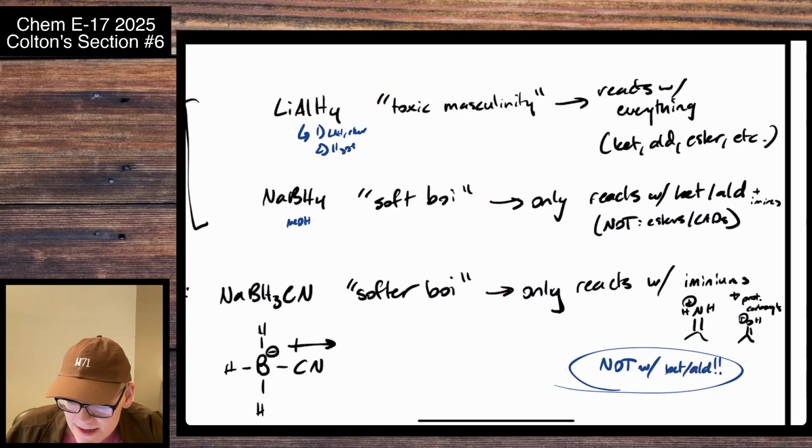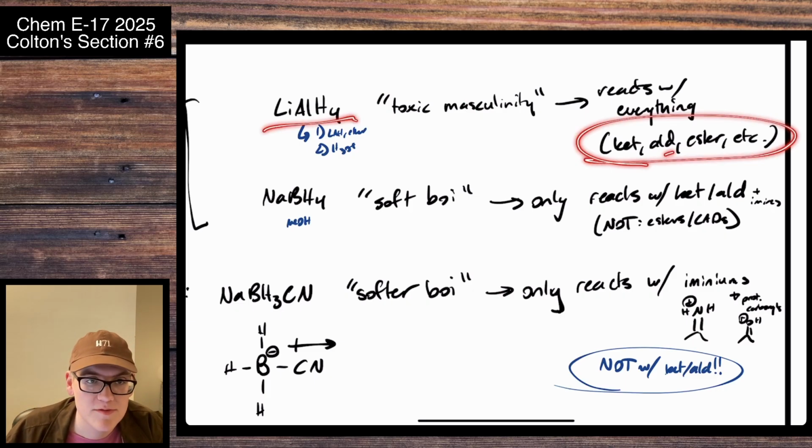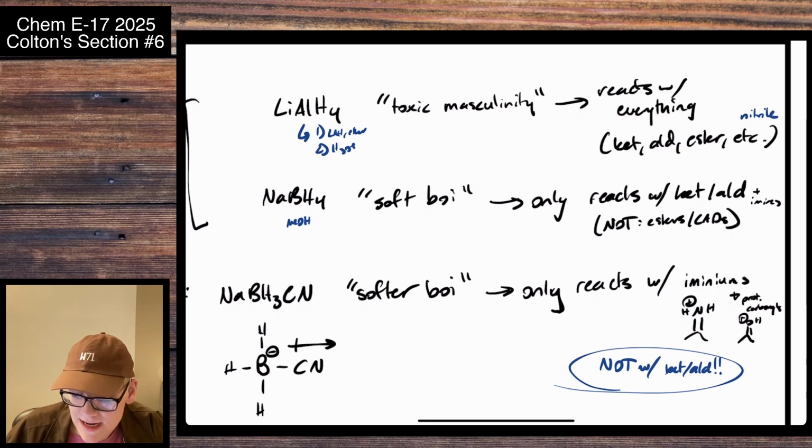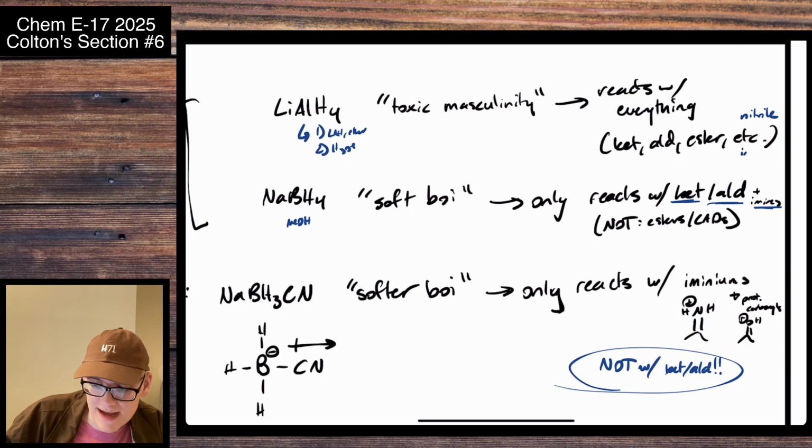So maybe the easier way to do it is to think about the functional groups it does react with. Lithium hydride will react with all of our main functional groups, like carbonyls. It will even react with a nitrile. We saw that. Sodium borohydride reacts with ketones and aldehydes. I believe it also reacts with imines, but I don't think we saw that specifically in lecture. But yeah, I'm just saying it now.